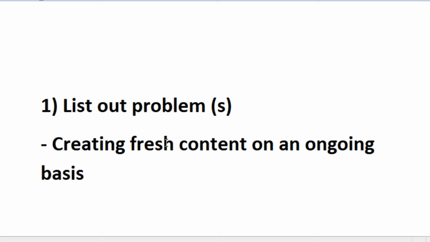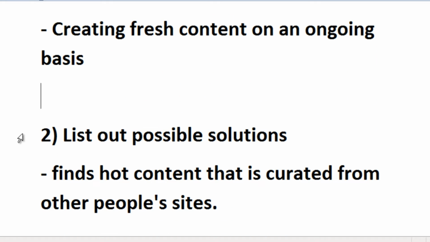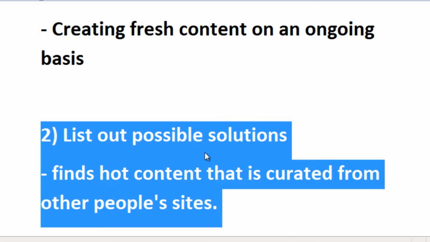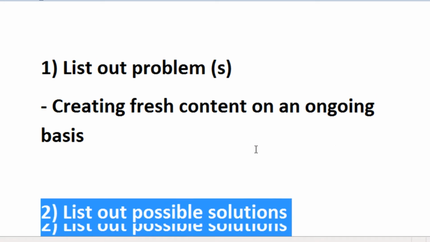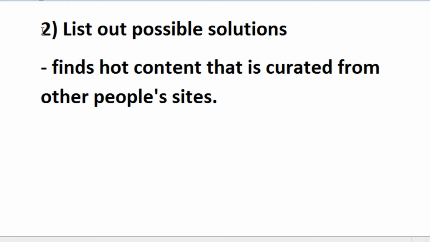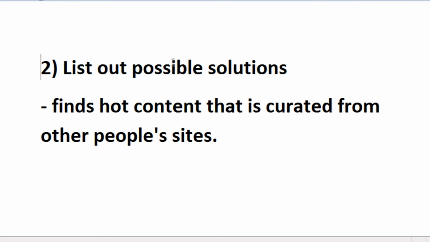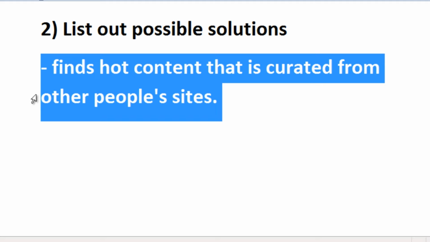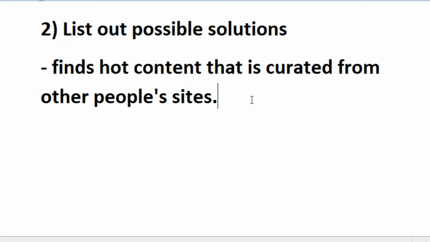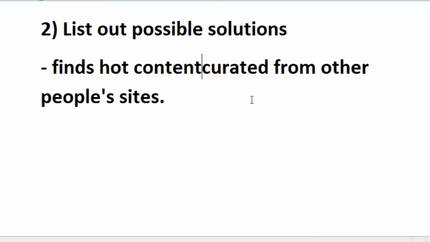Okay, so back to where we left off in the previous video. What we're going to do now is break down the list of possible solutions. We already figured out that the problem was creating fresh content on an ongoing basis. Now we're going to take the list of possible solutions right here, which is finds hot content that is curated from other people's sites and maybe places it on the WordPress post or the page. So let's write that down: finds hot content that is curated. Let's break it down here.